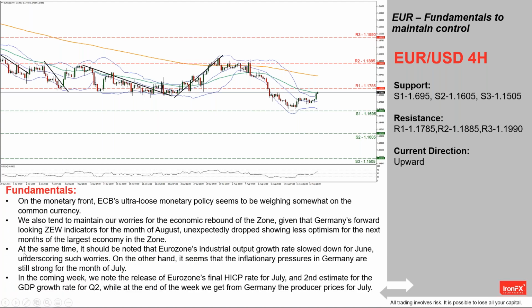Moving now to the common currency's fundamentals. The common currency, as we have mentioned, seems about to end the week at the same levels against the USD, yet tended to gain somewhat against the pound and even more against safe haven CHF. On the monetary front, the ECB's ultra-loose monetary policy seems to be weighing somewhat on the common currency. The interest rate differential seems to be highlighted as other central banks, such as Canada's and New Zealand's, have already started or are about to tighten the monetary policy, while others, such as the Fed, are actively considering it.